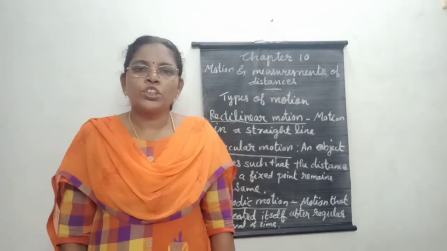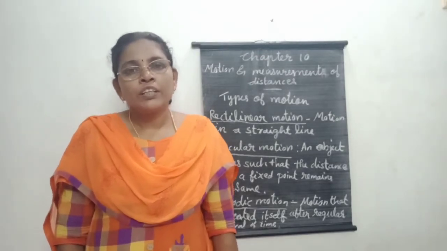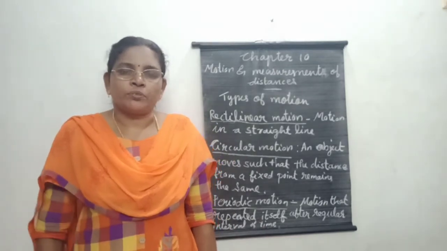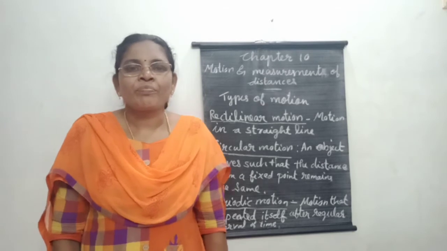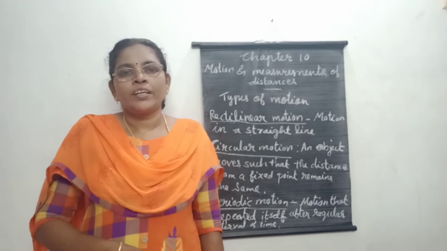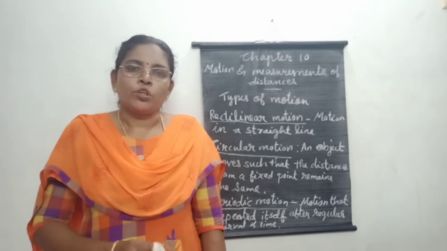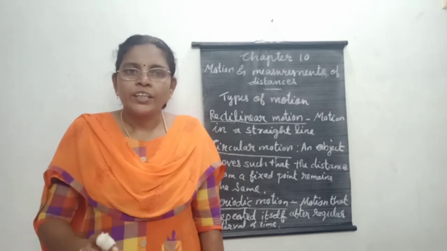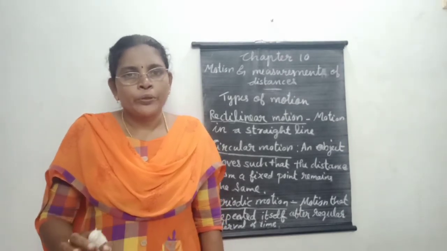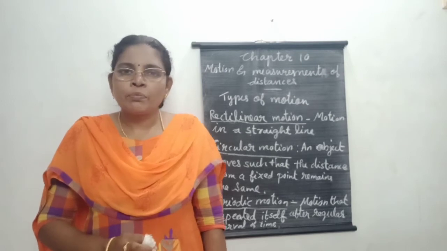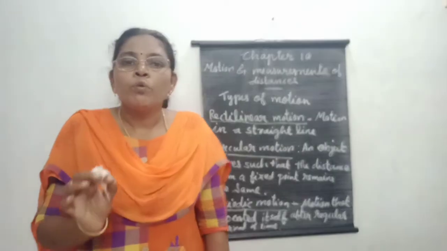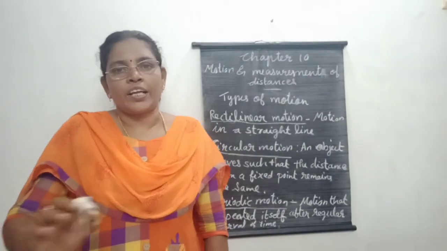Now we are going to learn different types of motion. There are 3 types of motion. What are they? Listen. Rectilinear motion, circular motion, and periodic motion. Let us see one by one. First one, rectilinear motion. Motion of an object in a straight line.